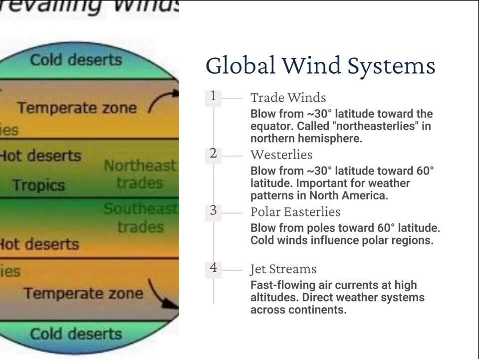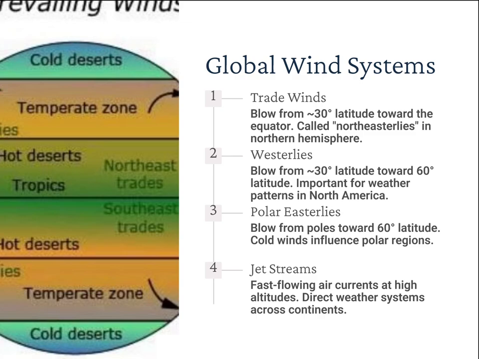Our planet has a system of major wind belts created by the combination of the aforementioned uneven heating and the Coriolis effect. The trade winds blow from about 30 degrees latitude toward the equator. They are consistent and reliable, historically used by sailors.